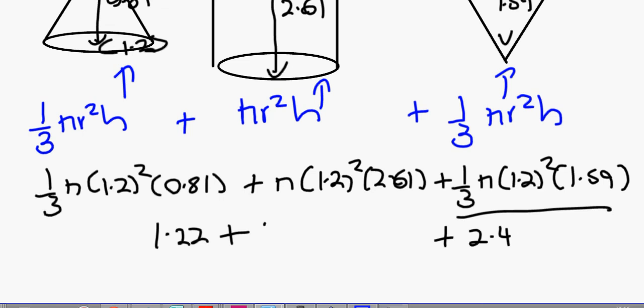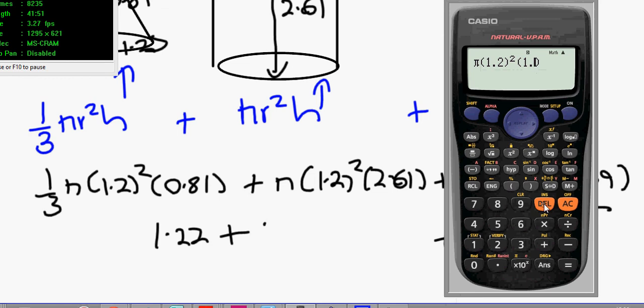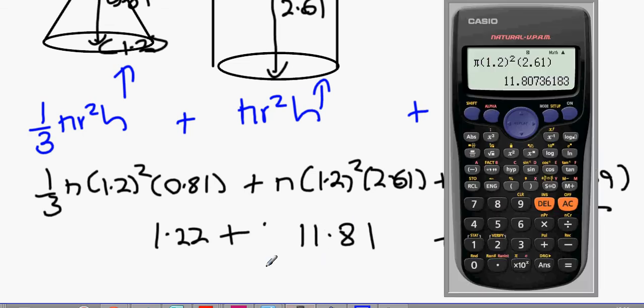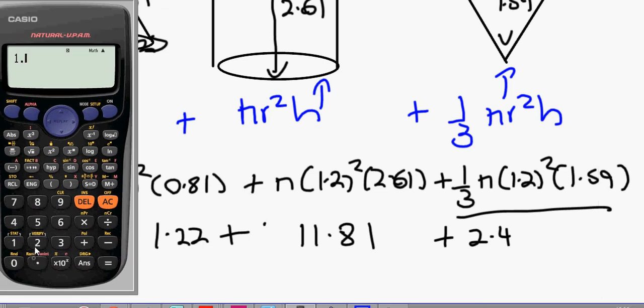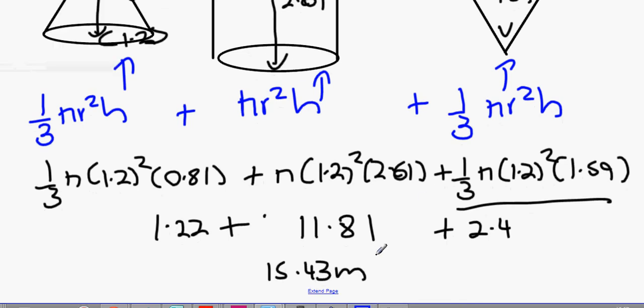And then finally the part in between, where we have to get rid of the third. Bring back our pi and our bracket, and then we have to get the height, which is going to be 2.61. And what we get here is 11.81. Now we need to add all three together to find the total volume of this full object. 11.81 plus 2.4, and what we get here is 15.43. So the answer there is 15.43 meters cubed, and that's the end of this paper.